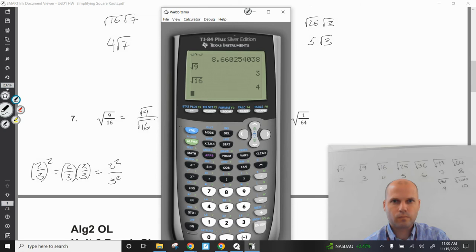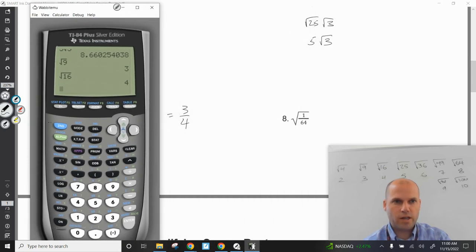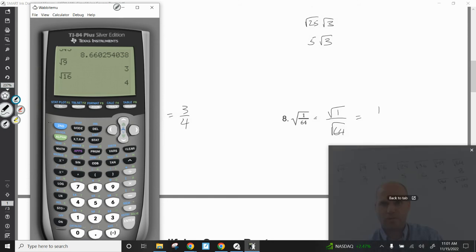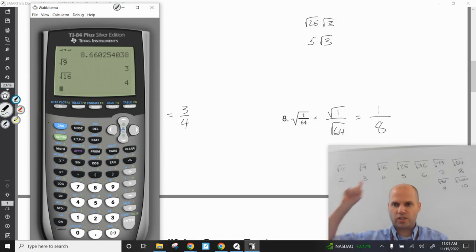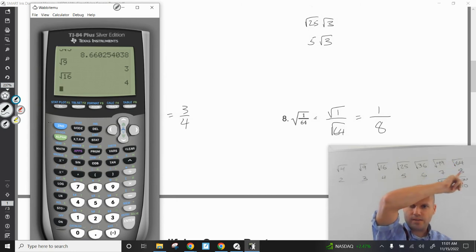Okay. Root 1 over 64. Well, it's the same as the square root of 1 over the square root of 64. We're okay with this. We're not going to freak out about fractions. Just take the square root of the top and the square root of the bottom. The square root of 64 is 8.